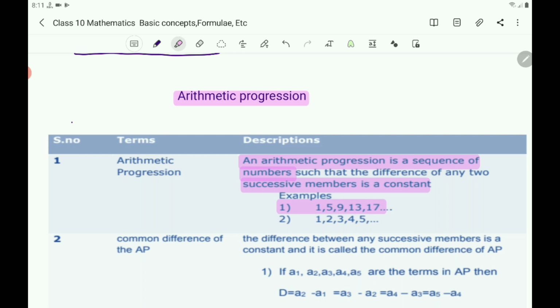Here is an example. Observe the terms: 1, 5, 9, 13, 17. Find the difference between consecutive terms. 5 minus 1 is 4, 9 minus 5 is 4, 13 minus 9 is 4, 17 minus 13 is 4. So you got a constant difference, then it is an AP. Similarly here, the difference between 2 and 1 is 1, between 3 and 2 is 1, between 4 and 3 is 1, between 5 and 4 is 1. So there is a constant difference.